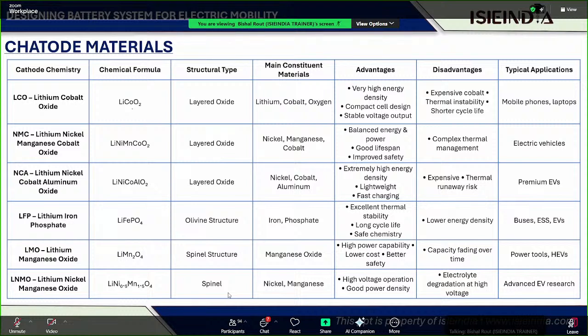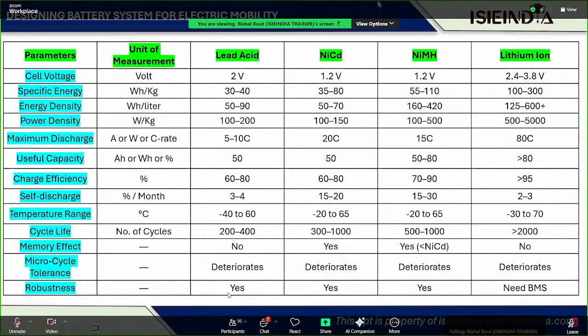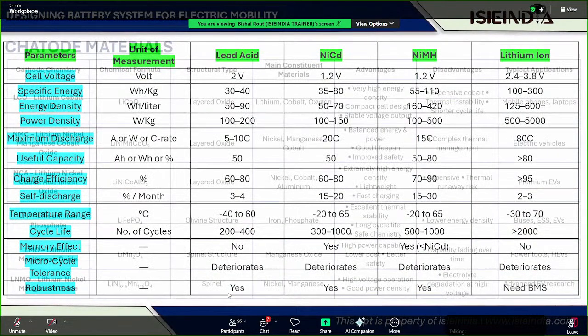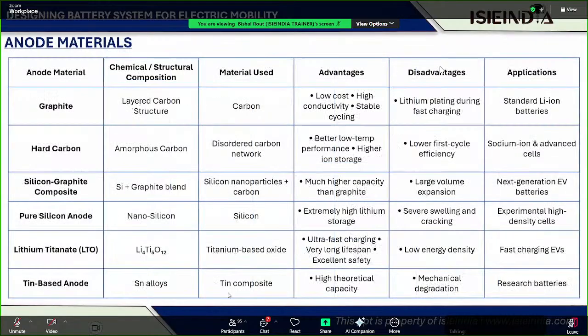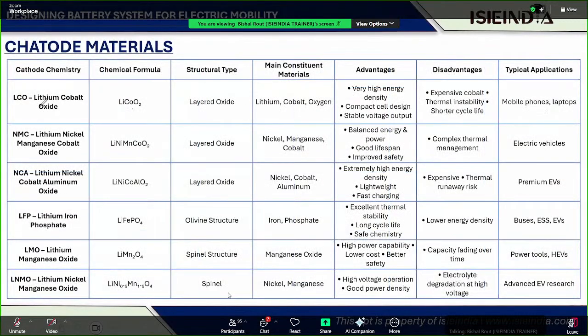As far as lithium-ion is concerned, we are more focused on utilizing these cells basically: nickel, lithium ferrophosphate and NMC. These are the two cells which are mostly utilized as far as EVs are concerned, or even mobile phones.